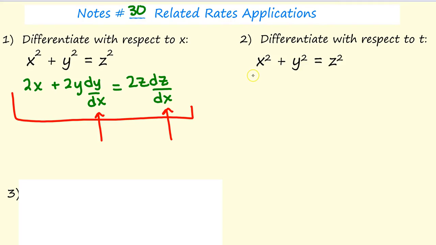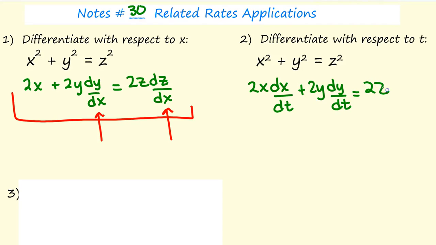So the derivative of x squared would be 2x dx dt. The derivative of y squared would be 2y dy dt. And the derivative of z squared would be 2z dz dt. So there's an equation that relates 3 different rates.